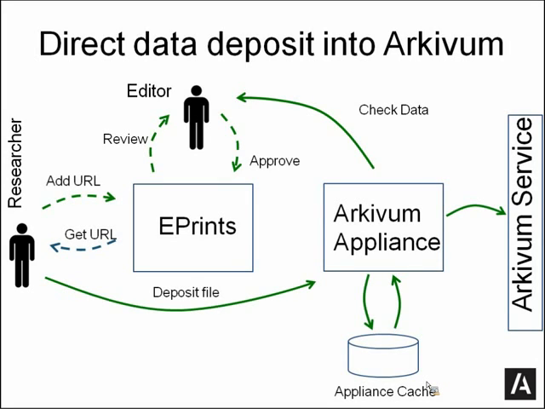And that sort of links the data in the archive to the data in EPrints. And when you want to access the data, you get the URL from EPrints to the appliance, which then pulls the data back from the service and delivers it out directly. So here the data hasn't gone in or out of EPrints at all, but EPrints still knows that it's there, and the process can be included in the usual sort of workflow.